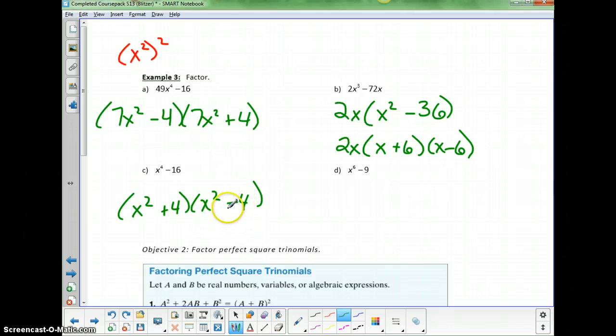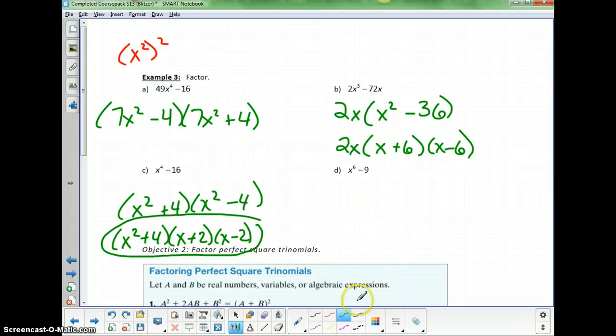Now we've got to keep going. Notice I can't factor the sum of squares. This is a difference of squares again, so that one's going to factor even more. So x squared plus 4. And 4 is 2 squared, so this will turn into x plus 2 and x minus 2. That'll be my final answer.